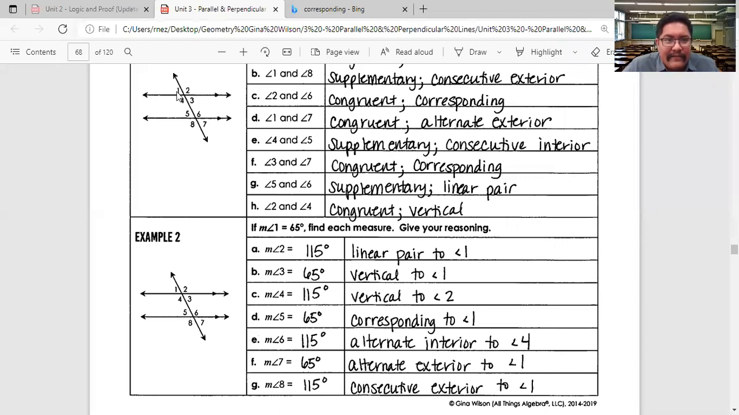All right, sorry. 2 and 4. Well, they're on the same intersection and they're just right across from each other. So that would mean that they are vertical angles. Vertical angles, if you remember, are always congruent.